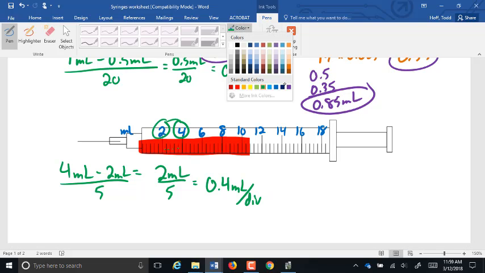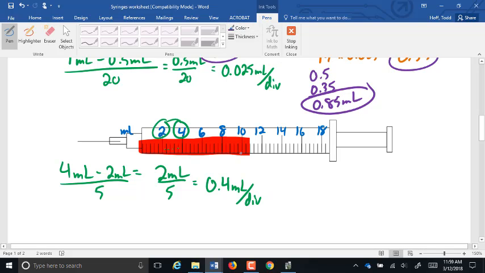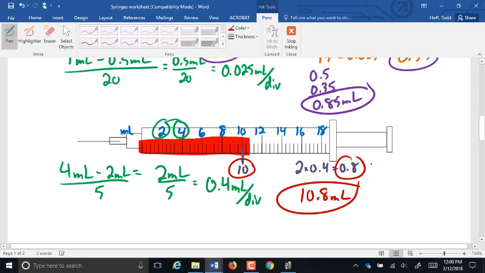So if we look at what we're filled to here, this is the last division that's labeled. That's 10. 1, 2 divisions. 2 times 0.4 is 0.8. Combining the 10 and the 0.8 is 10.8 milliliters.